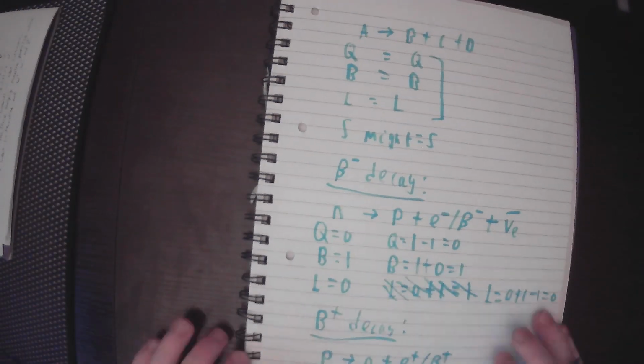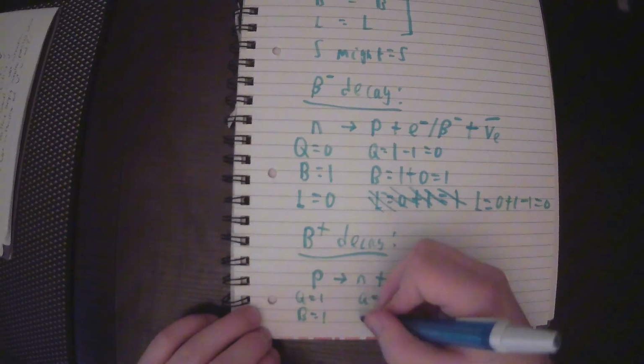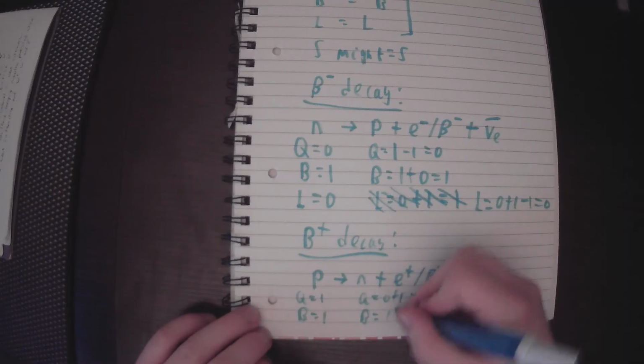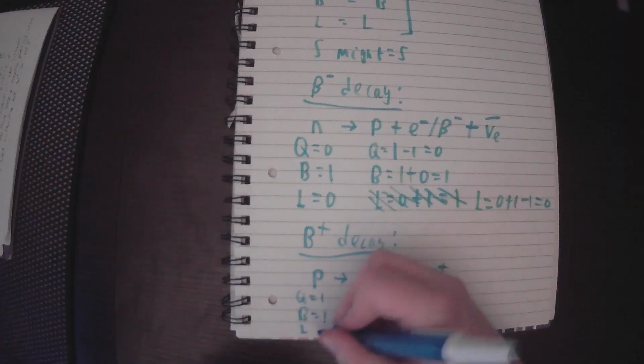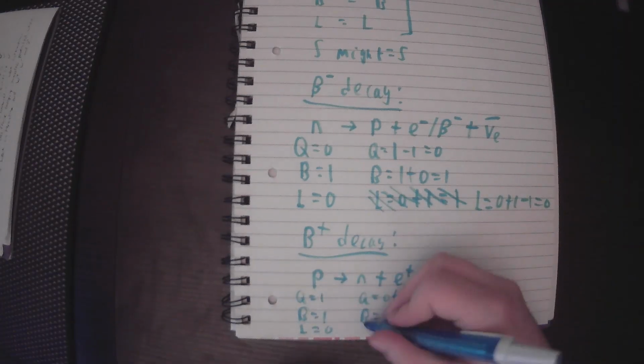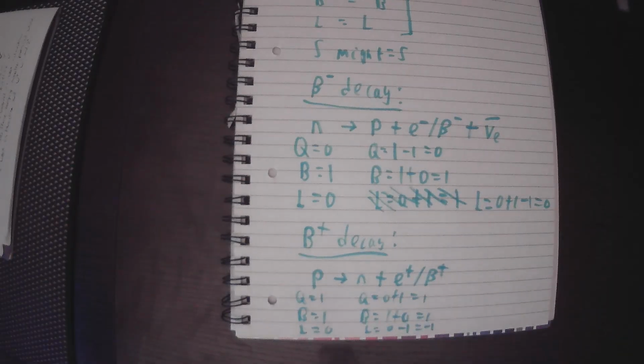Baryon number equals, oh, sorry, you can't see this, sorry. Baryon number equals 1. Baryon number equals 1 plus 0 equals 1. Baryon number is conserved. Lepton number equals 0. Lepton equals 0 minus 1 equals minus 1. Wait a minute, the same thing's happened again.